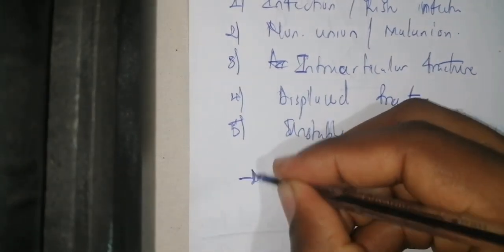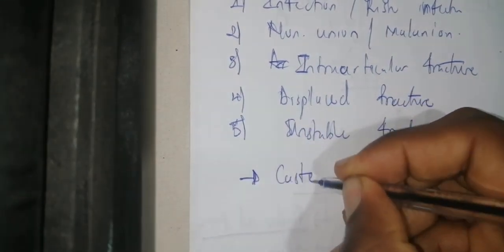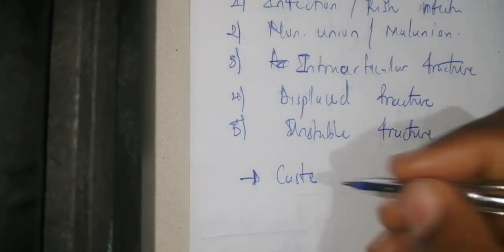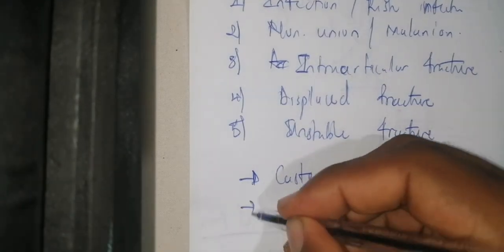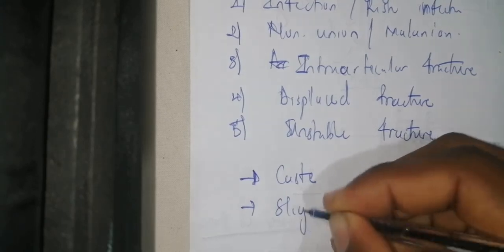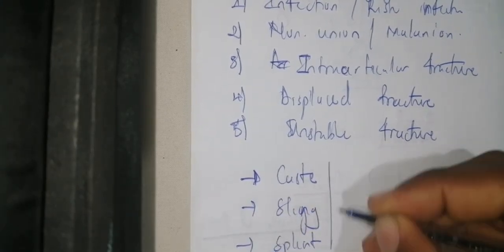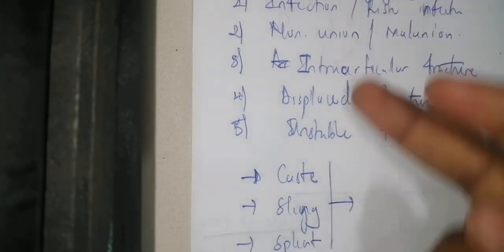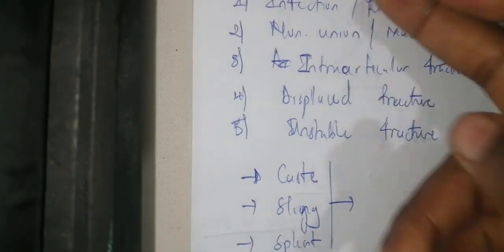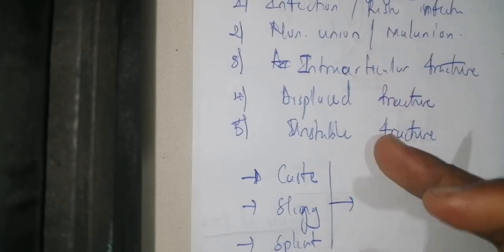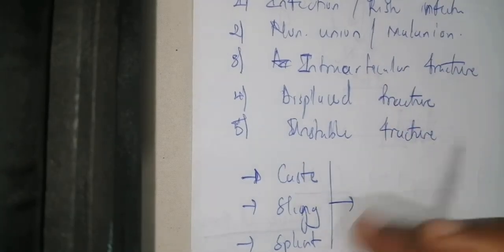So the cast is another method of restriction. External restriction is a cast, which is plaster of Paris or fiberglass. You can also have a sling, or what is called a splint. So you can use these provided you are not falling into these 5 categories. If you have a fracture not falling into these categories, generally we use these as external restriction methods.